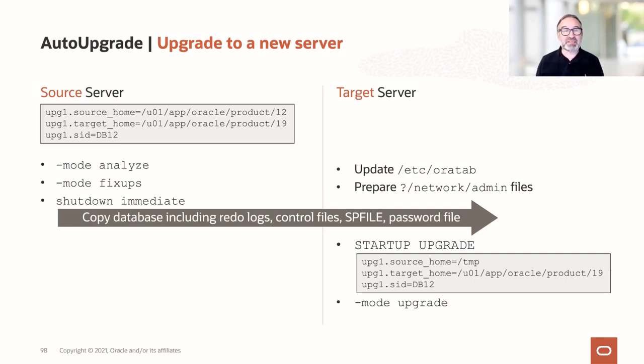So basically the tool requires that we have both parameters, source and target home, but you don't really need the homes there on the machine. The home is not there. And then I kick it off with minus mode upgrade and that's it.